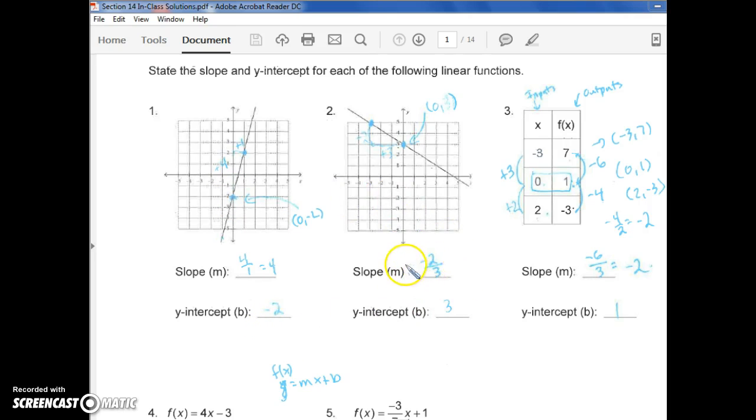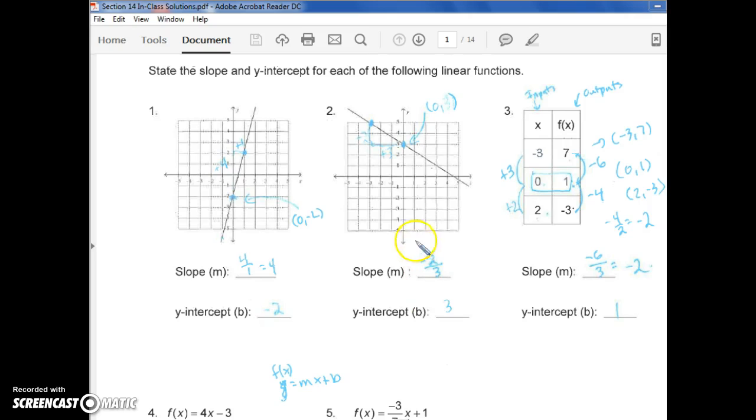Number 2, similar type of situation, but now we have a graph that's going in a different direction. So here I picked out the points (0, 3) and (-3, 5) as my known points. I could have picked others, but those seem to be the easiest ones to pick. To go from the point (-3, 5) to the point (0, 3), I had to move down 2, and I had to move to the right 3. So a vertical change of -2 and a horizontal change of +3. So my slope would be -2/3.